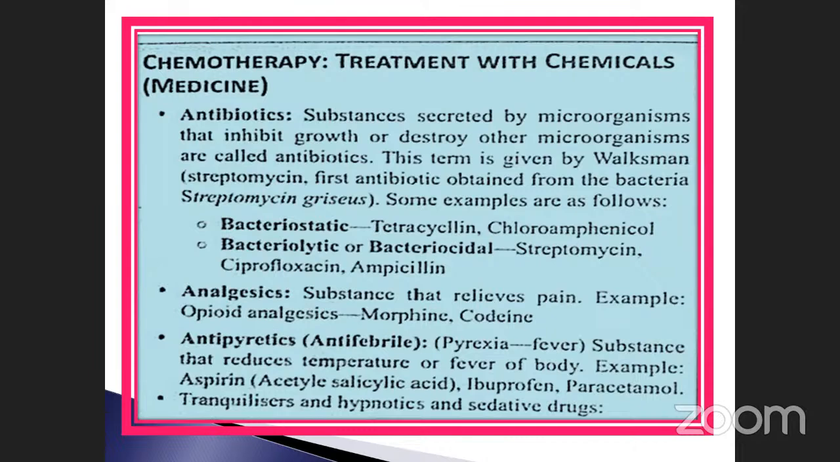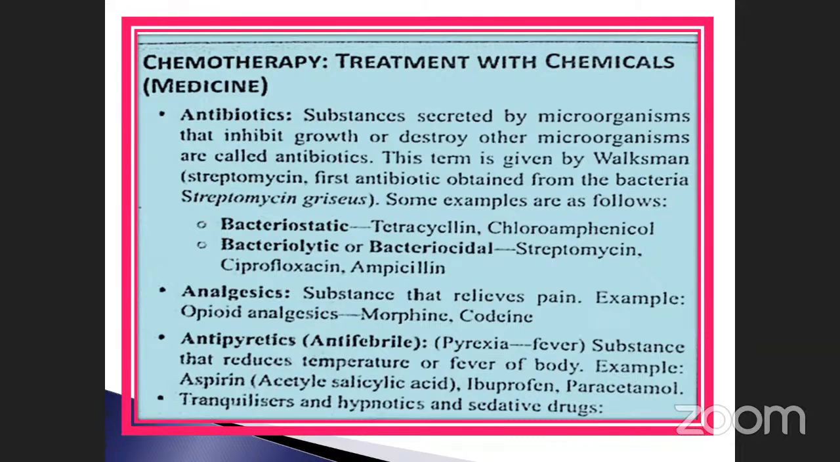Okay, streptomycin, the first antibiotic obtained from the bacteria Streptomyces griseus. This is also the first antibiotic isolated. That means streptomycin. Streptomycin they provide instead of penicillin, for those who do not accept it. Such type of people, they can provide streptomycin as an antibiotic. Okay, some examples are as follows. So once again, you should note it down.